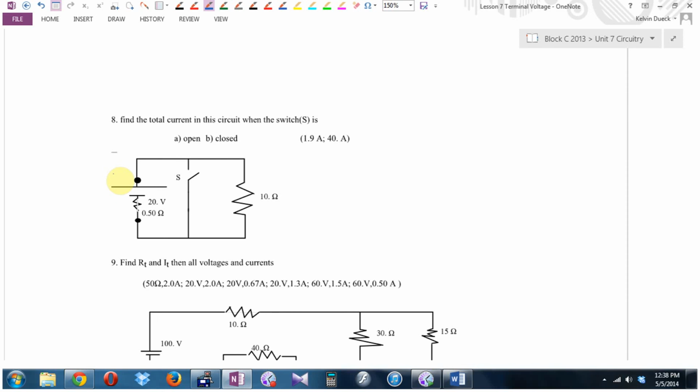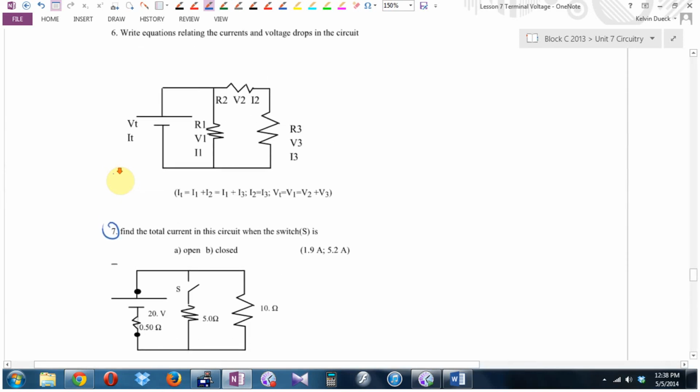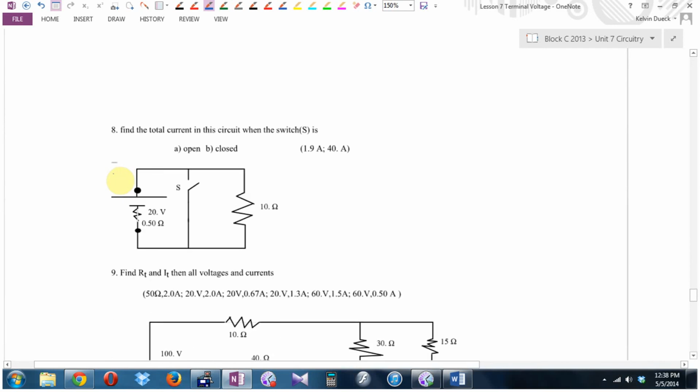What's weird about number 8? Do you see it? What about the switch in the middle? The switch is in the middle in number 7 as well. There's no resistor in the switch circuit. This is a short circuit. This is bad wiring. I'm just going to talk about it, I'm not going to assign it.